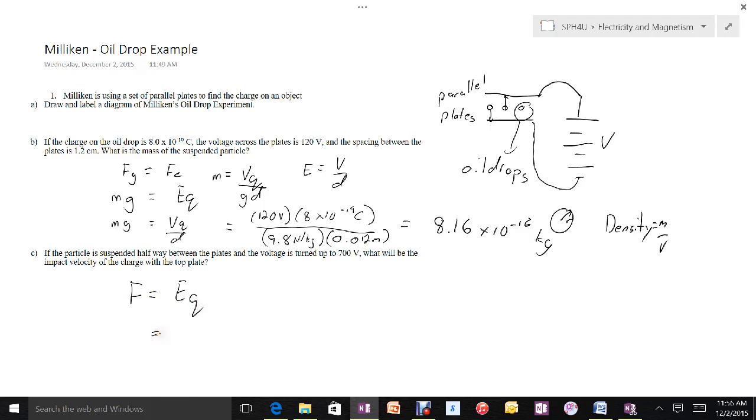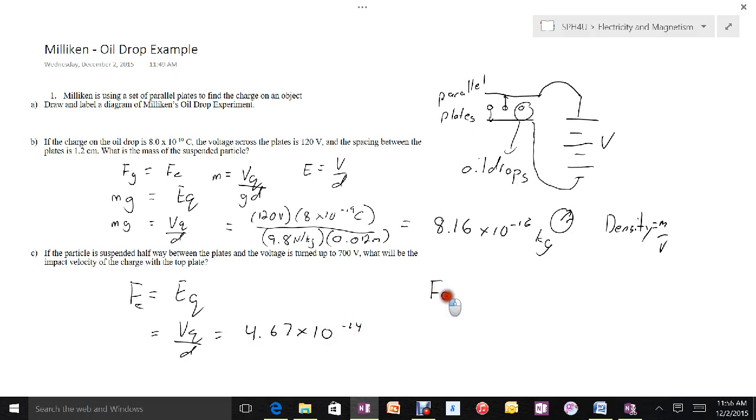And again, this will be my electric force. Using the fact that my electric field is equal to V over D, that's equal to VQ over D. And so I can come up with how big my electric force is in this situation. Let's go ahead and do that. 700 times 8 exponent negative 19 divided by the distance between the plates, 0.012, I get an electric force of 4.67 times 10 to the negative 14.